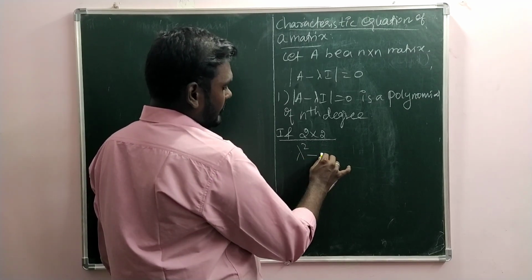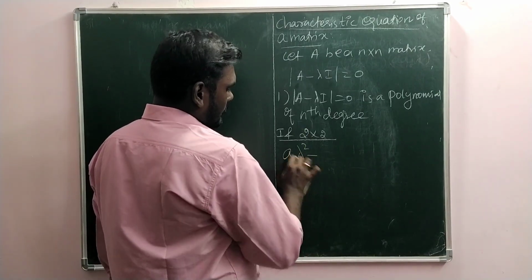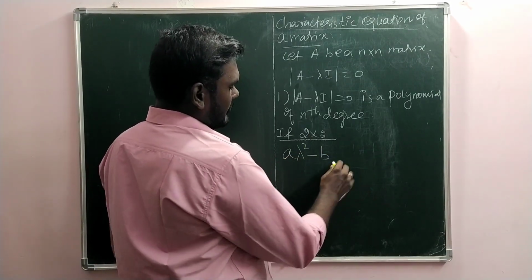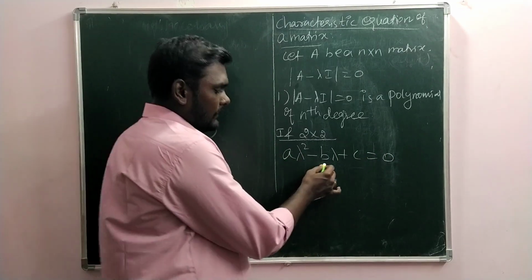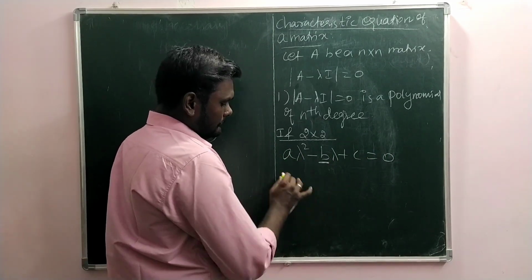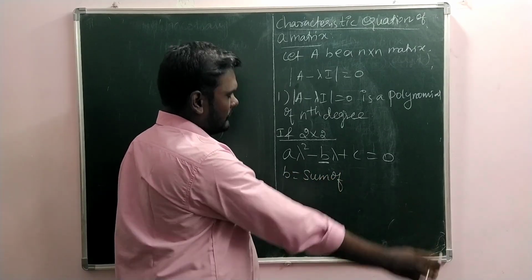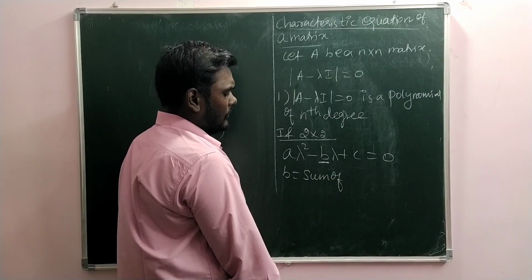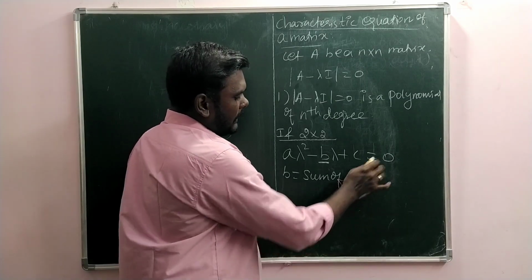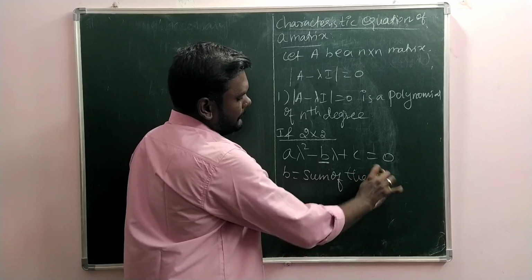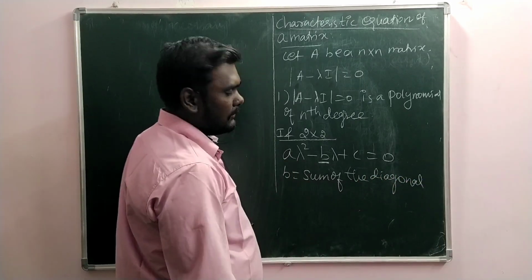lambda square minus some A lambda square, right? Some A lambda square minus some B lambda plus C is equal to 0. In this, B is equal to sum of all the eigenvalues. No. That B is equal to sum of the diagonal elements. Which diagonal elements? The principal diagonal elements.